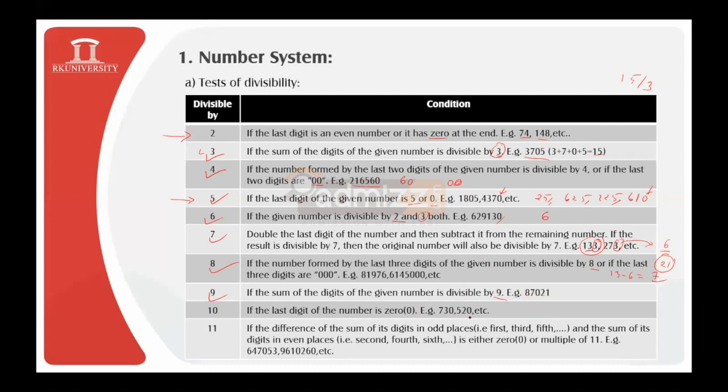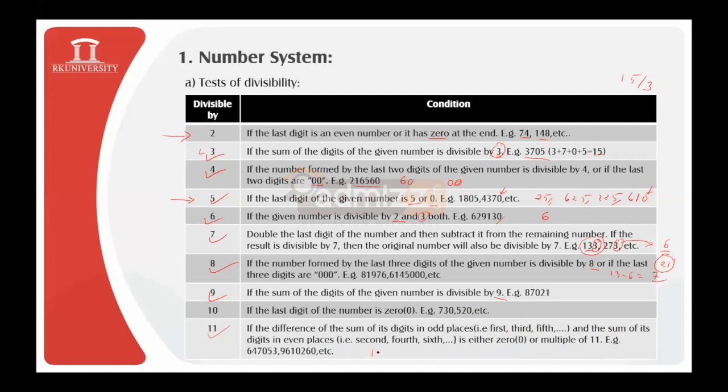Now 10. If the last digit is 0, then the number is perfectly divisible by 10. Similarly for 11, take the difference of the sum of its digits in odd places, first, third, fifth, and the sum of its digits in even places. Then take the subtraction. If this is 0 or a multiple of 11, then the number is divisible by 11.